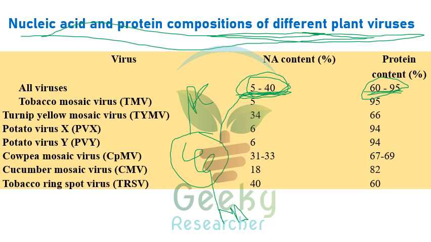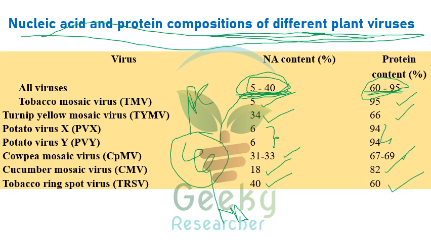Tobacco mosaic virus contains 5% nucleic acid and 95% protein coat. Turnip yellow mosaic virus contains 34% nucleic acid and 66% protein coat. Potato virus X and potato virus Y both contain 6% nucleic acid and 94% protein coat. Cowpea mosaic virus contains 31 to 33% nucleic acid and 67 to 69% protein coat. Cucumber mosaic virus contains 18% nucleic acid and 82% protein coat. Tobacco ring spot virus contains 40% nucleic acid and 60% protein coat. These are the nucleic acid and protein compositions of some important plant viruses.